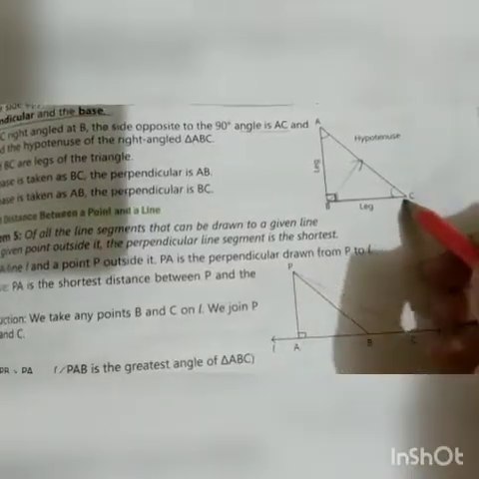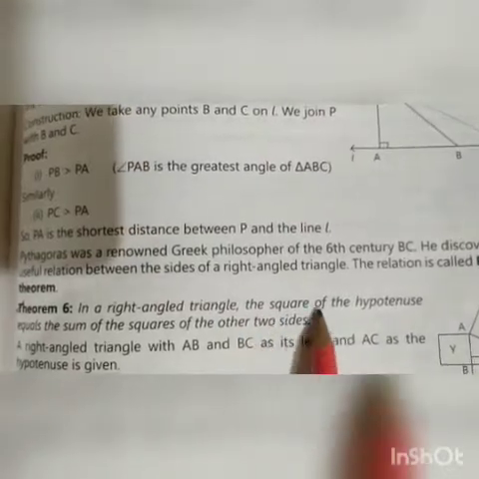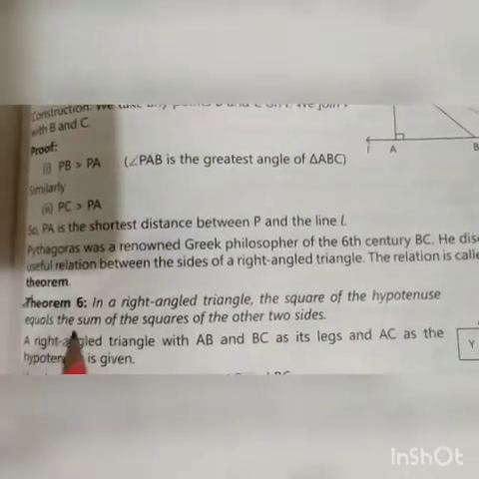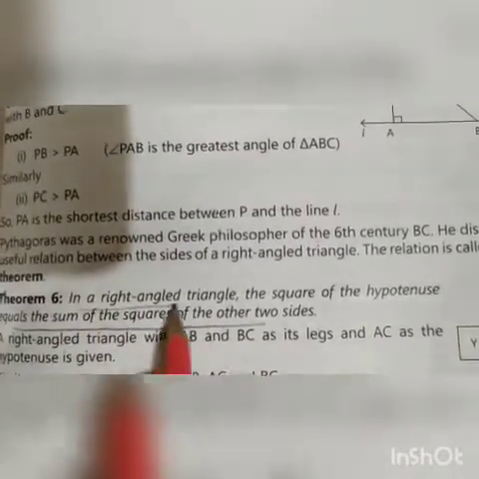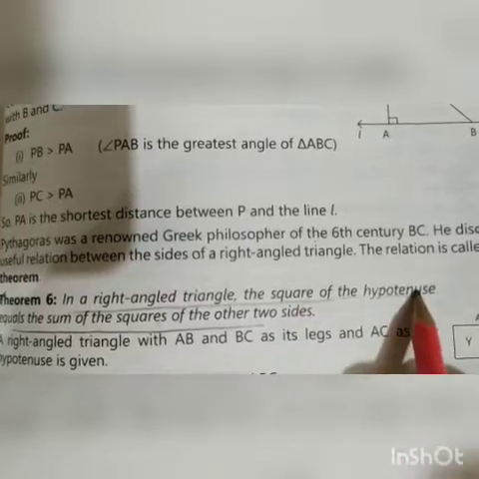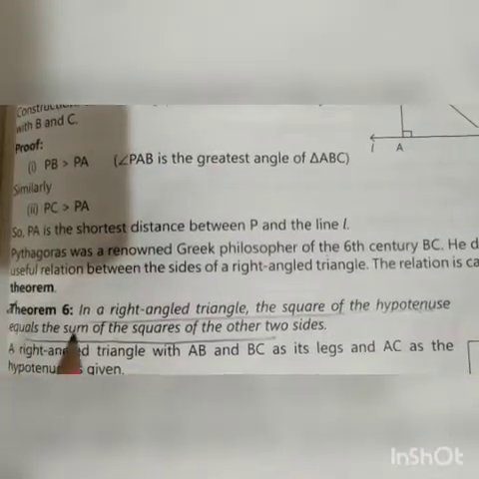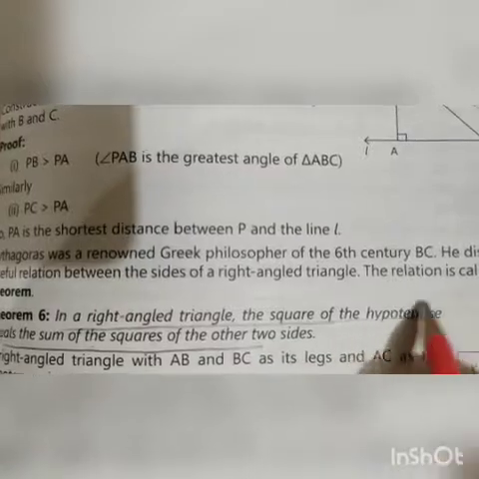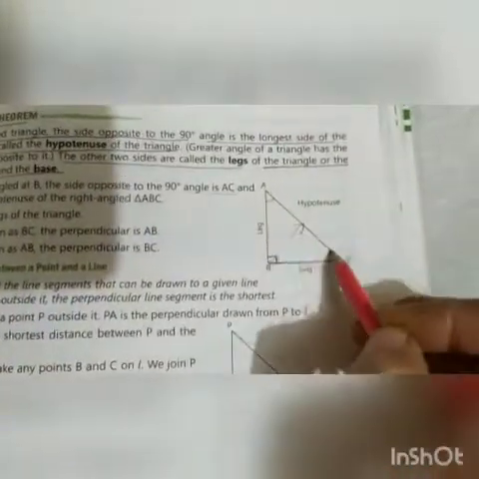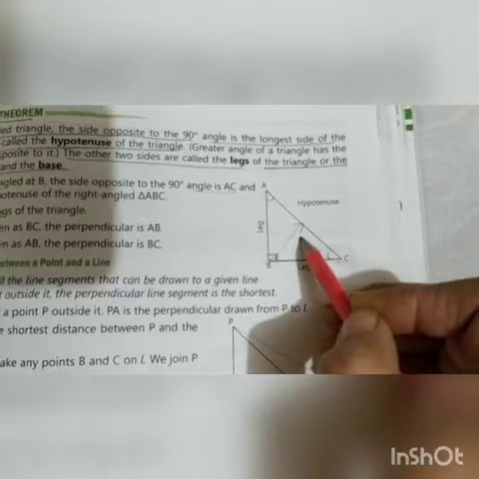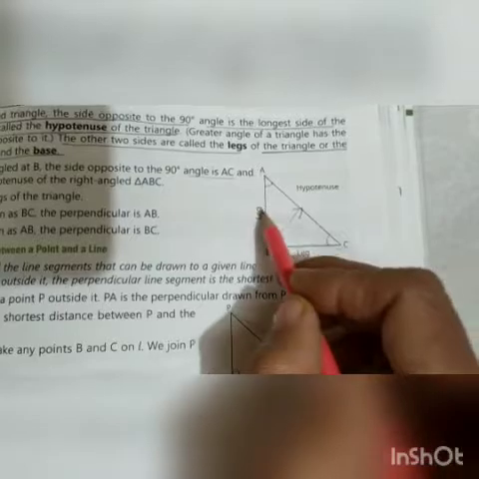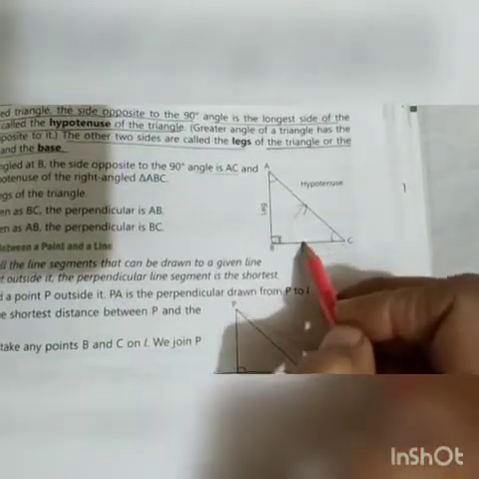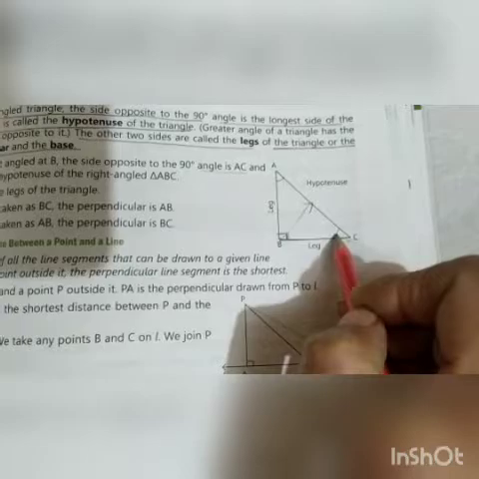In a right angle triangle, the square of the hypotenuse equals the sum of the squares of the other two sides. And what is the hypotenuse? The hypotenuse is the side opposite to the 90-degree angle, and it is the greatest side among these three sides.